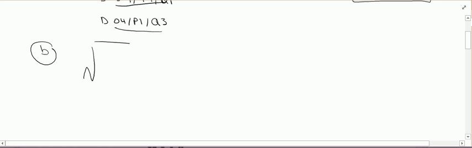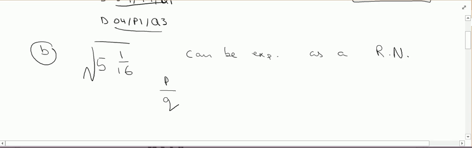Part B says that there is a number, under root 5 1 over 16, and it says that it can be expressed as a rational number P over Q, and it says that P and Q are integers. You are supposed to tell the value of P and the value of Q.